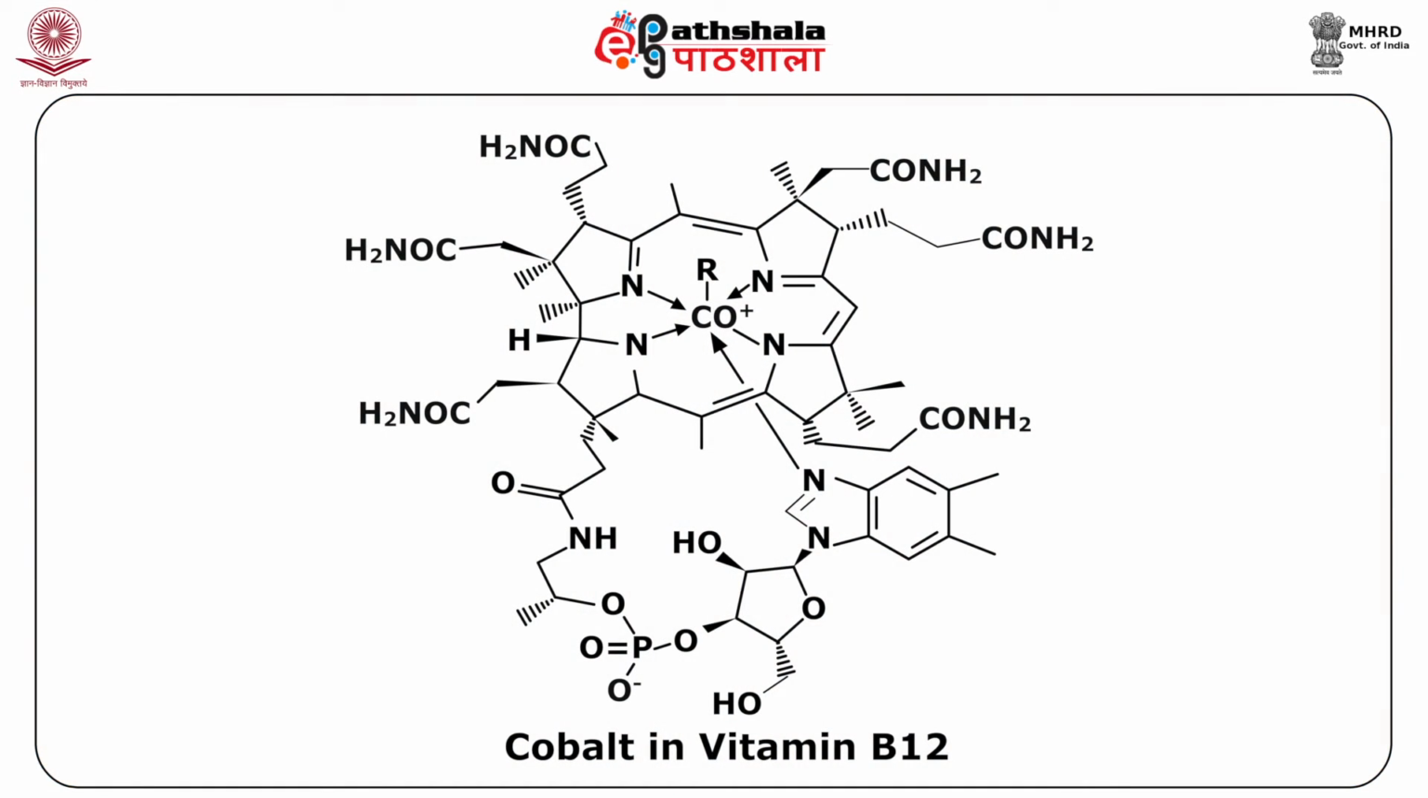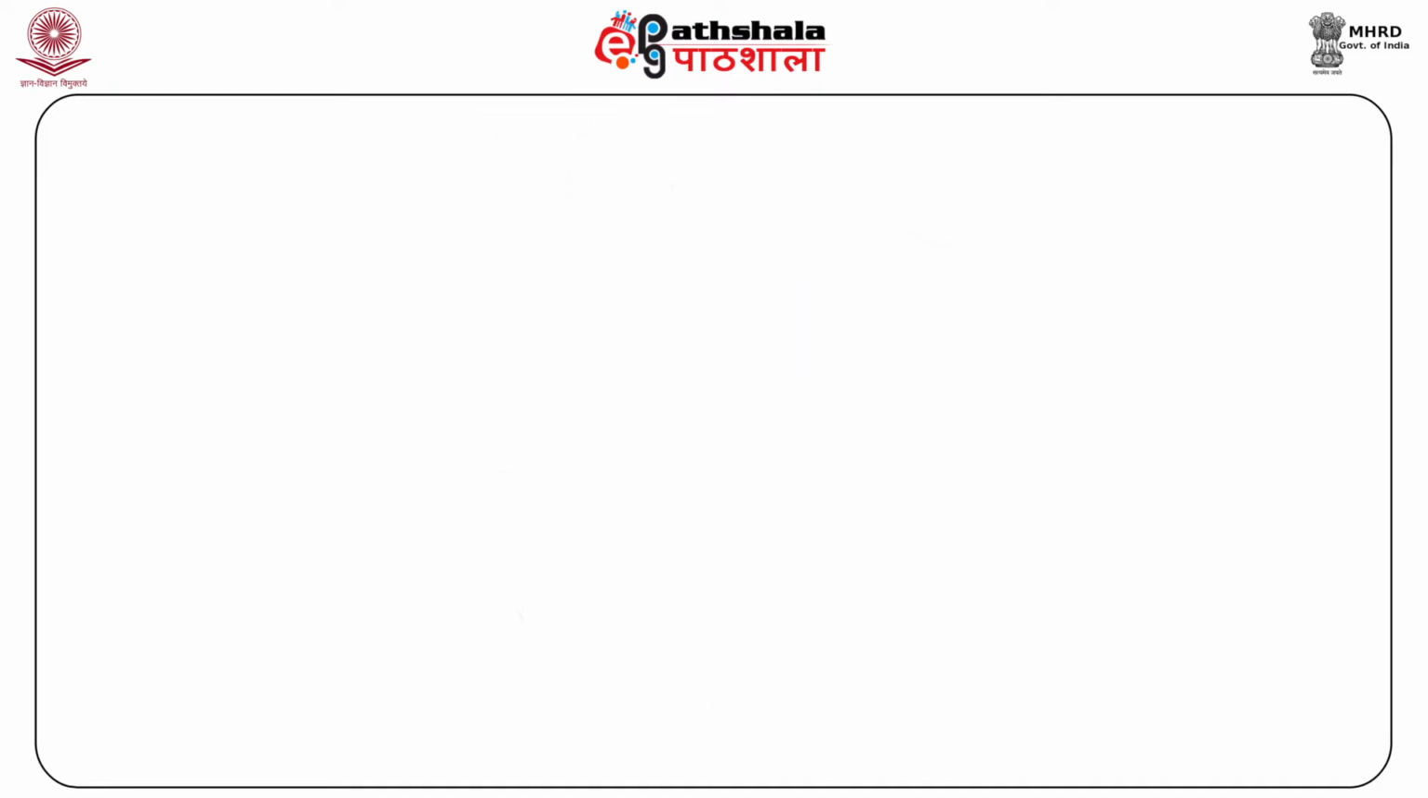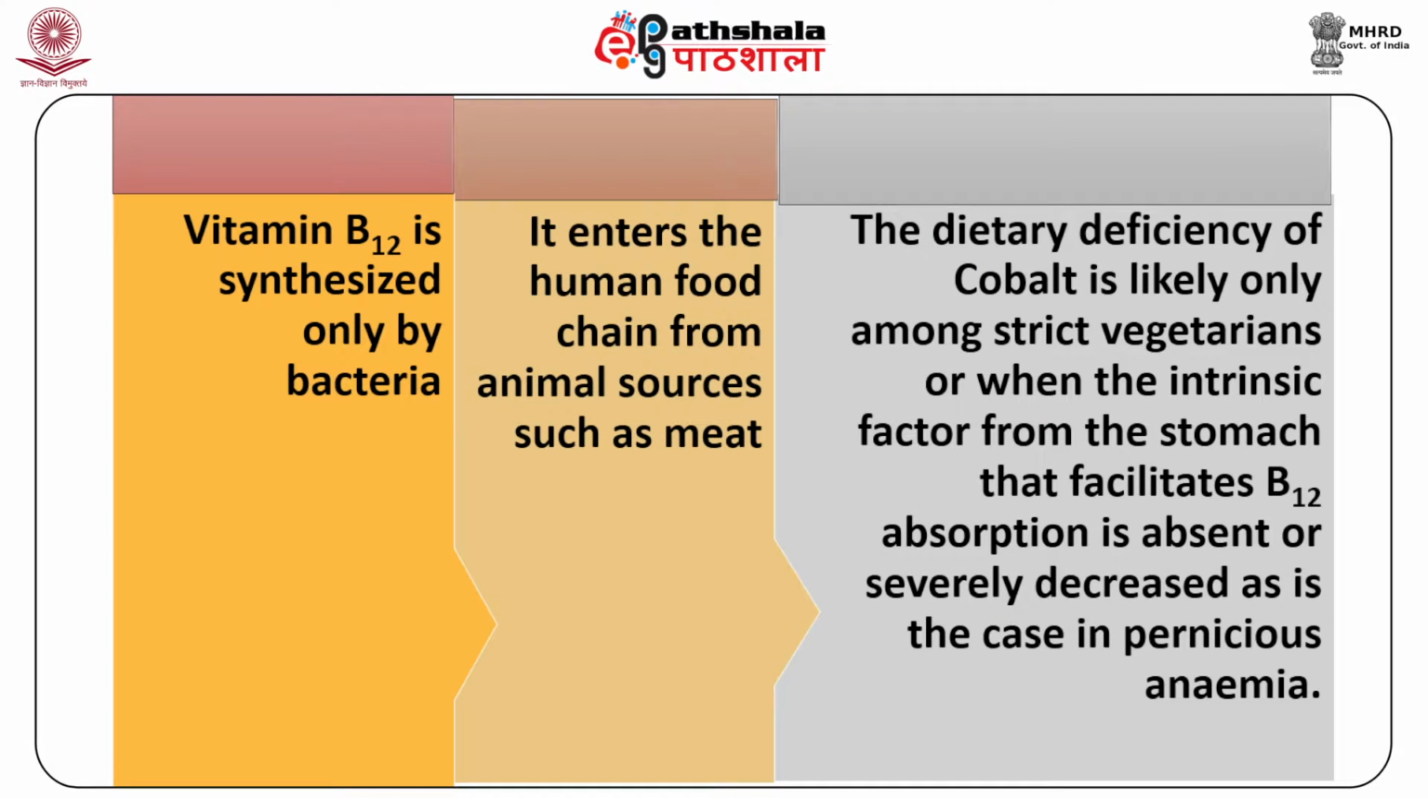Cobalt is an essential element for humans, although it is present only in trace amounts. Only a little over 1 milligram of cobalt is present in an adult human body. It is the main component of vitamin B12, cobalamin. Vitamin B12 is synthesized only by bacteria. It enters the human food chain from animal sources such as meat.